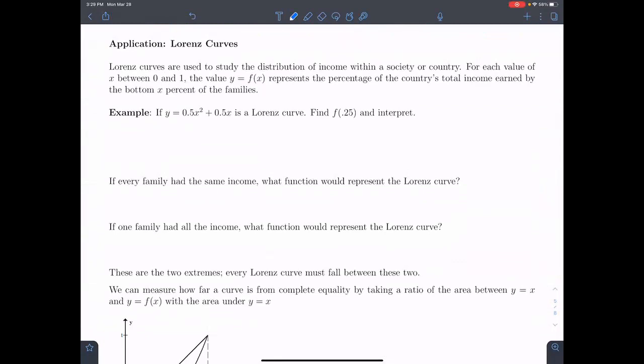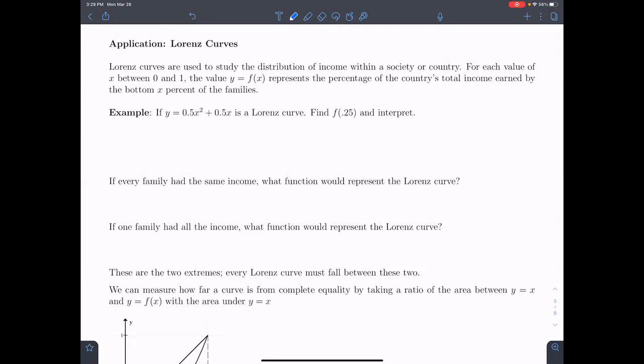They are actually, this is kind of fascinating, honestly. The Lorenz curves are used to measure the distribution of income in a society. So for each value of X between 0 and 1, the value represents the percentage of the country's total income earned by the bottom X percent of families. So this first example will help us understand what the heck that means.